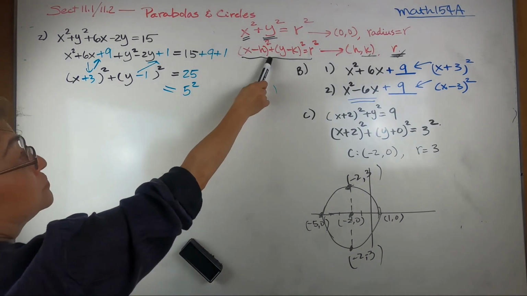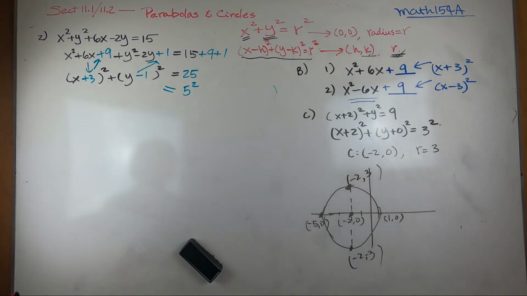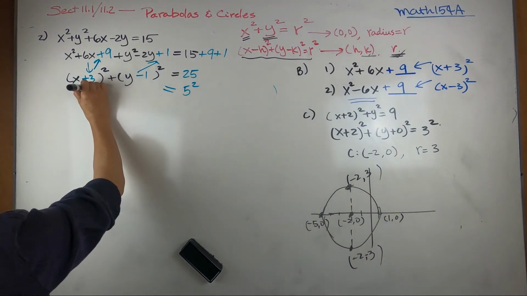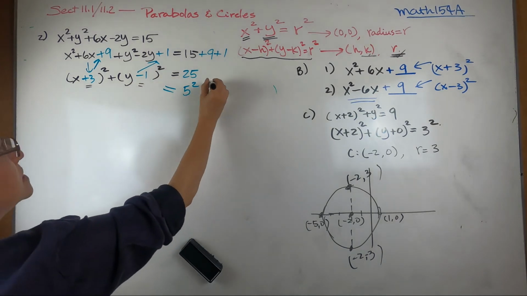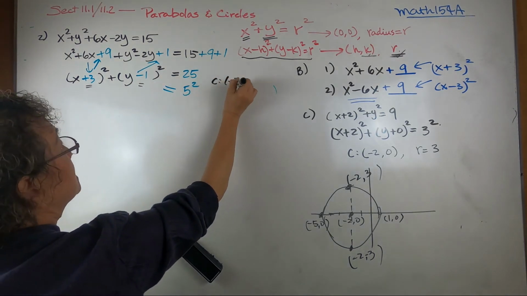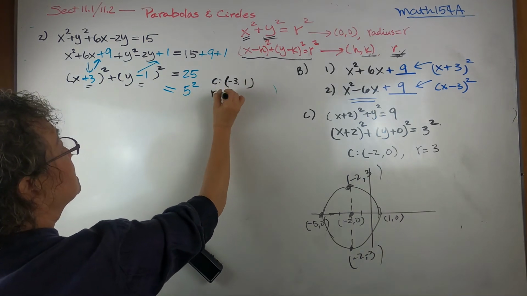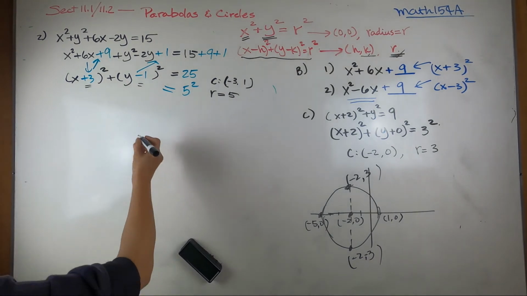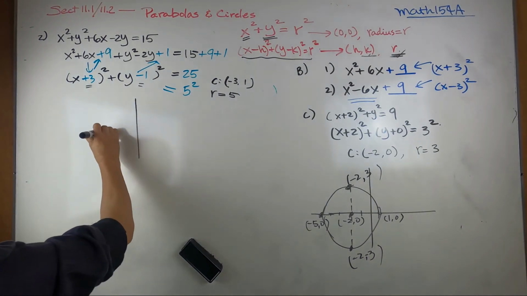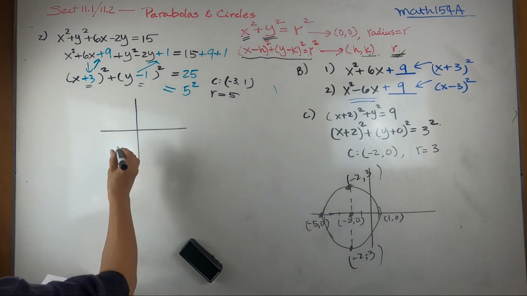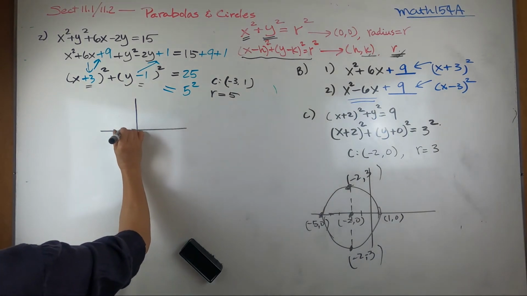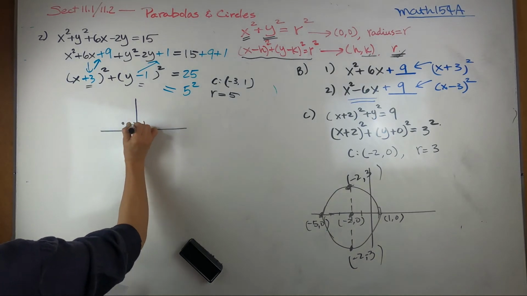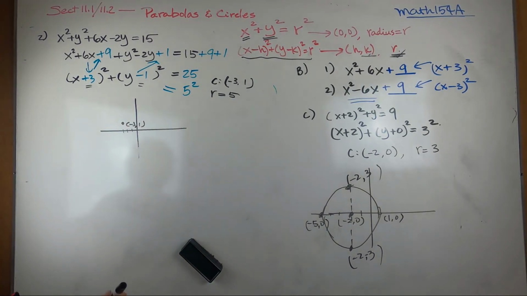If you do that, then do you have those 4 now? So what is your center? Center would be what? Opposite, right? Center would be -3 and 1. Then what is your radius? It would be 5. Then can you graph it? Now you can, right? Center is what? -3 and 1. The radius is 5.